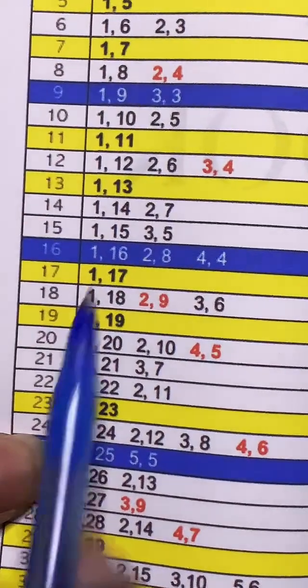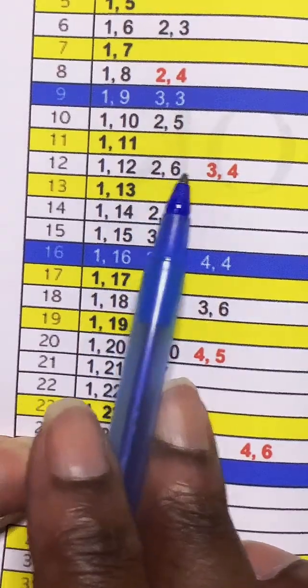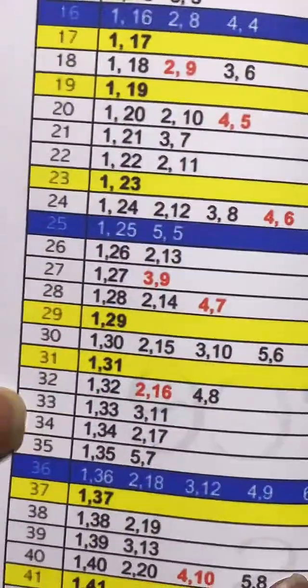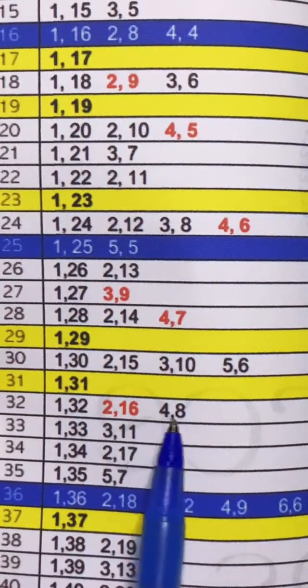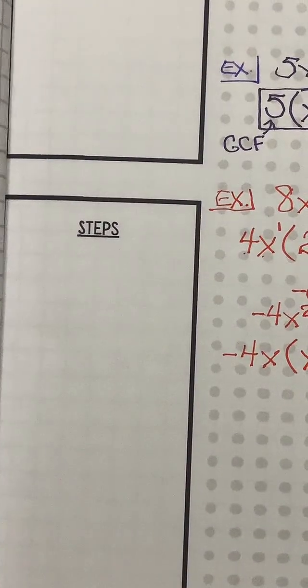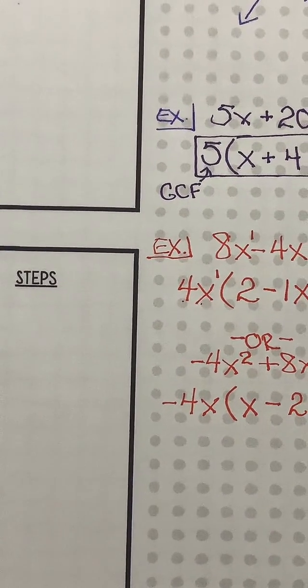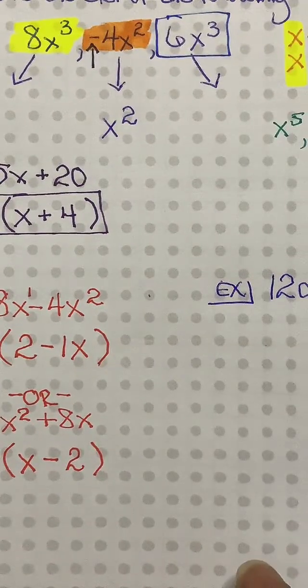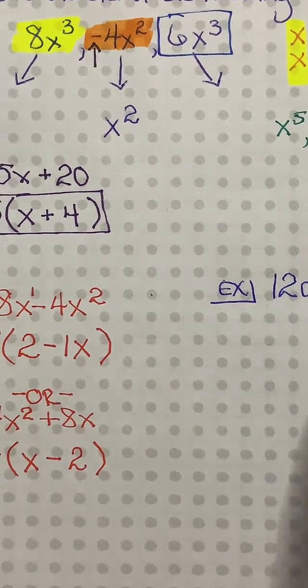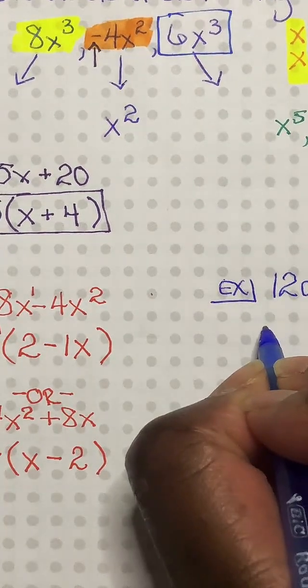Okay, I'll show it again. For the 12s, we have 1 and 12, 2 and 6, 3 and 4. And for 32, we had 1 and 32, 2 and 16, 4 and 8. What number keeps repeating? All right, so it is going to be 4. A lot of you guys said that earlier, so I'm not ignoring you guys. Yes, so that would be your GCF. So we're bringing out that 4.